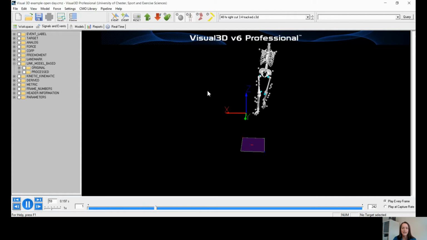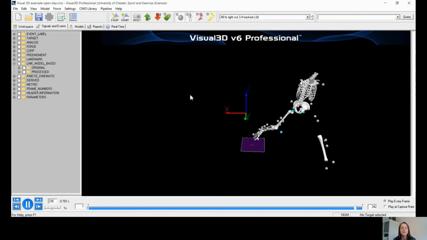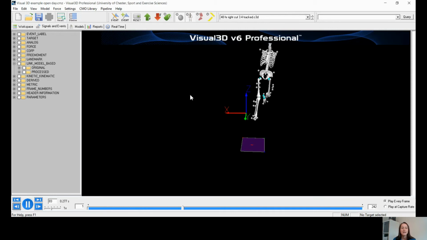If we just play through this here, again, hopefully you can see the athlete is running towards the force platform, placing their right foot on the force platform, and then changing direction by 45 degrees.